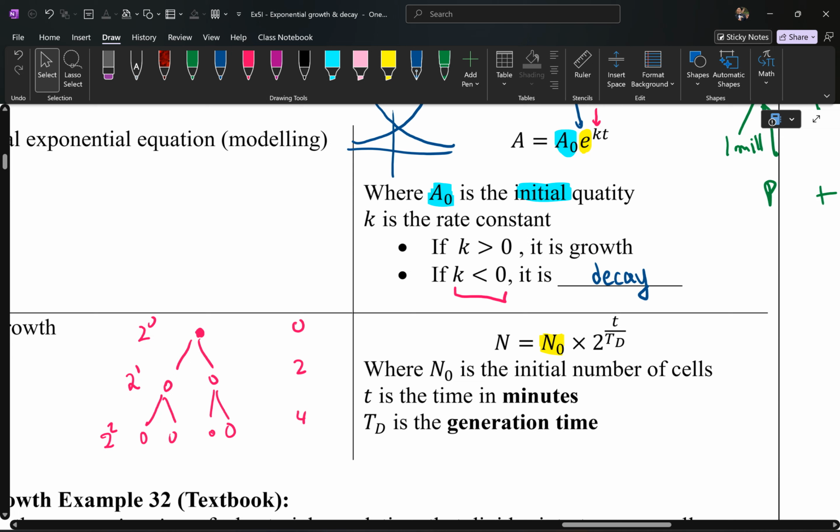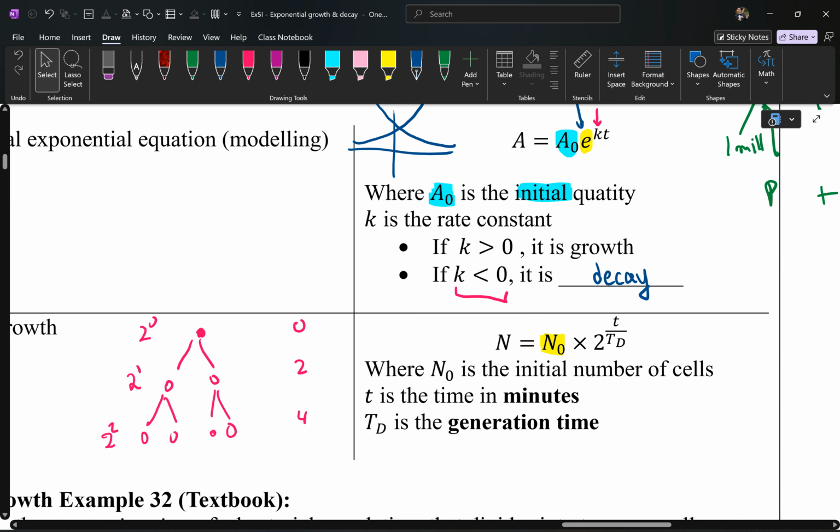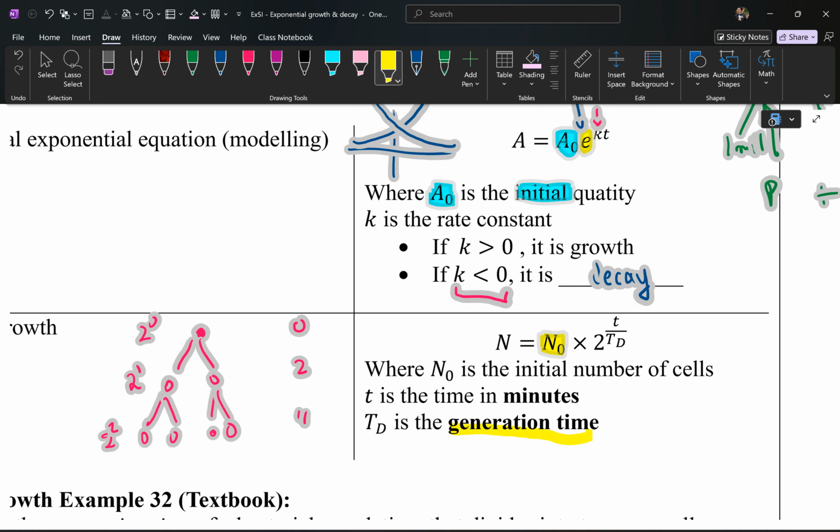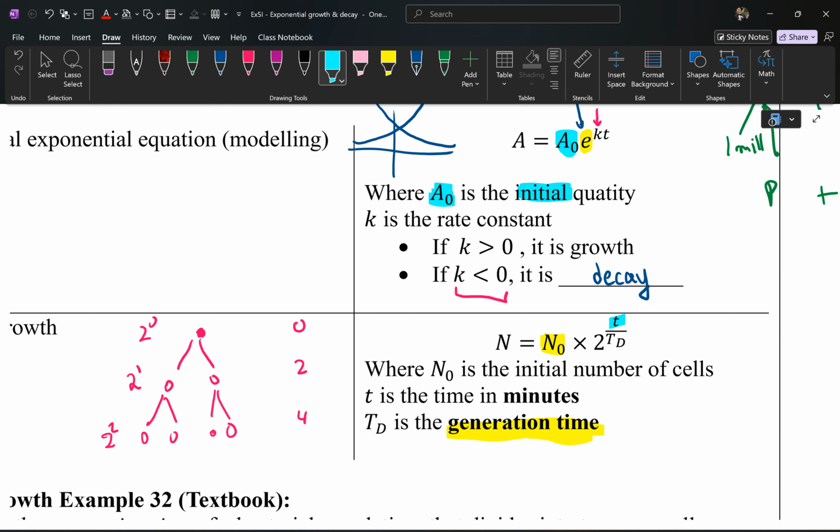Now, the change is like not every bacteria splits up itself into every 2 minutes. It could be every minute. It could be every 5 minutes. And that's what they mean when they say generation time. Versus T. T is the total time. So let's say in 10 minutes.